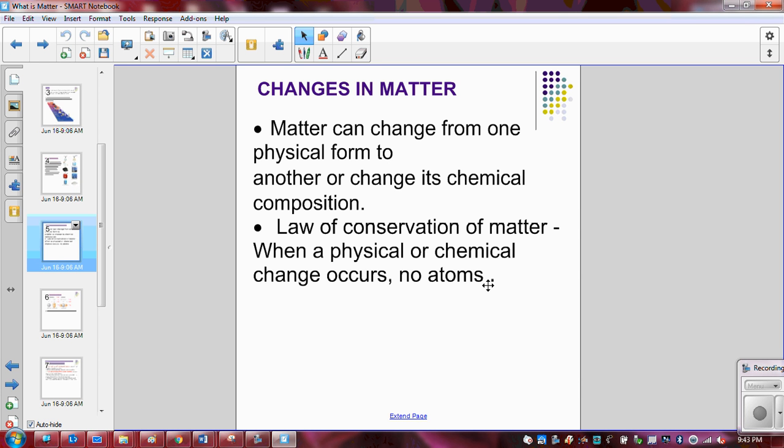And we may have some that is no longer attached, like if something burns, for example, if it was wood that was burning, some of that wood becomes a gas. Some of it becomes ash and actually can float away and leave the area, but it's still not created or destroyed. It's just changing forms. So the law of conservation of matter is important. When we have that physical or chemical change, matter is not created or destroyed. It's just changing forms on us.